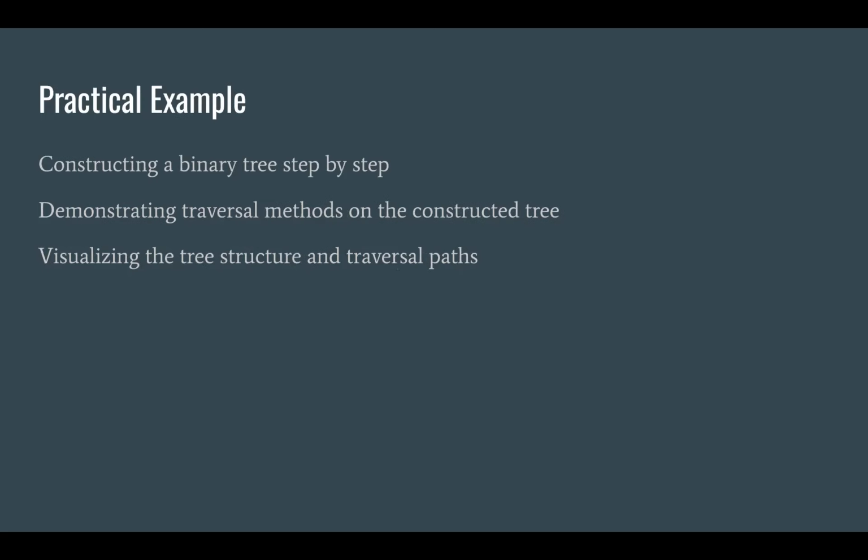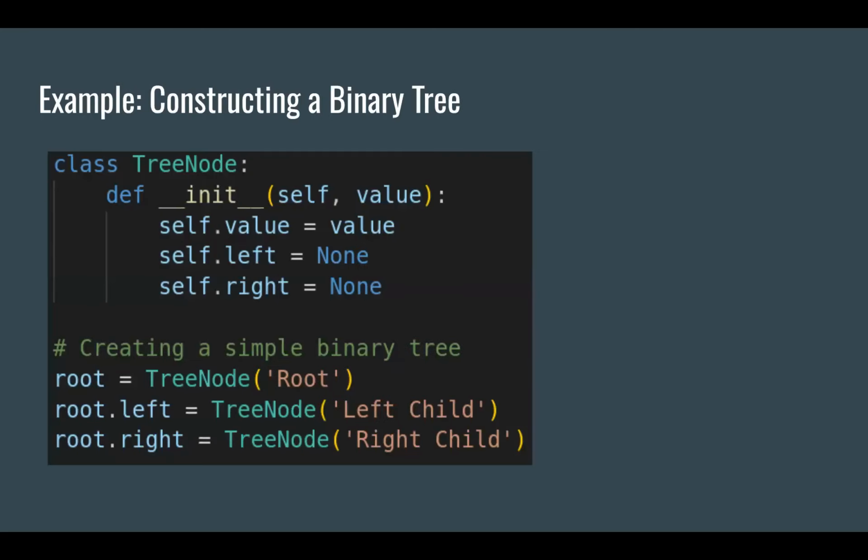So we're going to look at practical examples. So three things: constructing a binary tree, and also traversing, and we'll visualize how tree structure and traversal path works. So here is an example of constructing a binary tree, which you saw in the slide in the beginning. So you can create a tree node that contains value and pointer to left subtree and pointer to right subtree node.